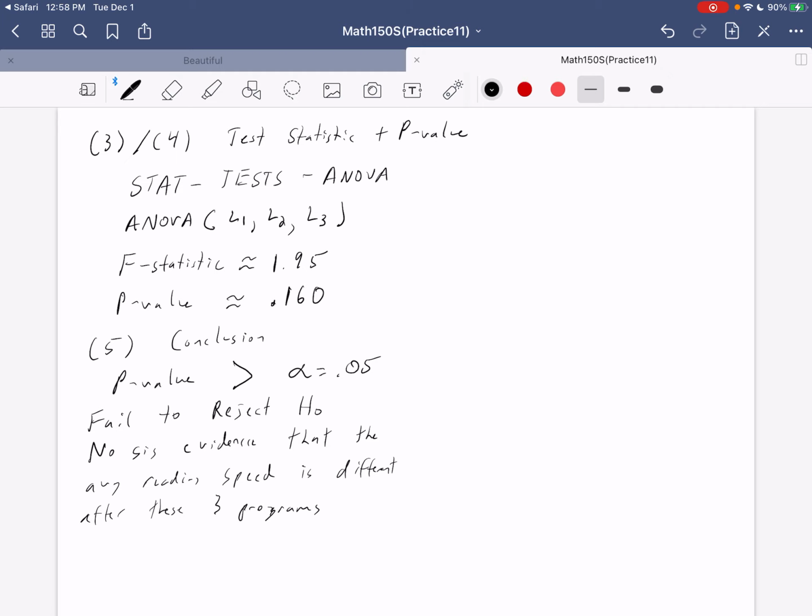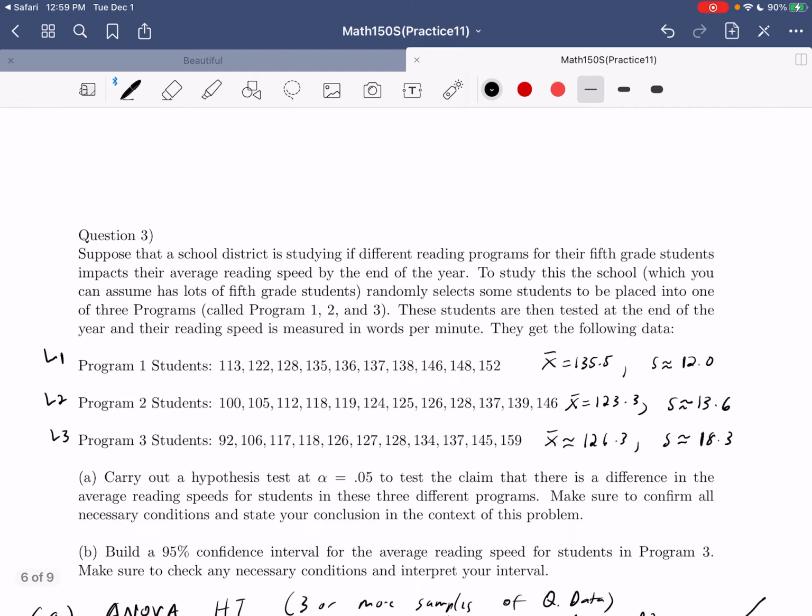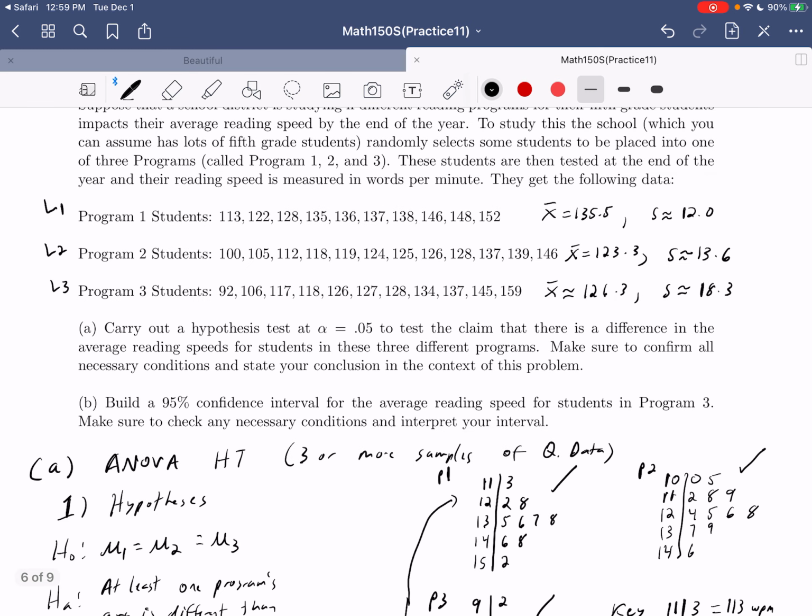All right, so there is an Anova test. Let's go ahead and wrap this up with one quick confidence interval. We also wanted to build a 95% confidence interval for the average reading speed for students in program 3. So what type of confidence interval are we going to be building? Well, we're building a 95% confidence interval for the average. So that either means one sample mean, two sample mean, or matched pairs.